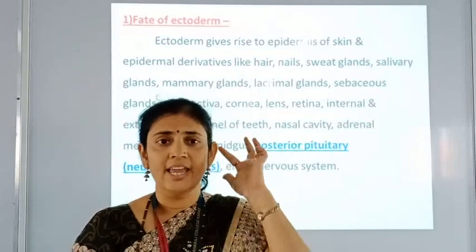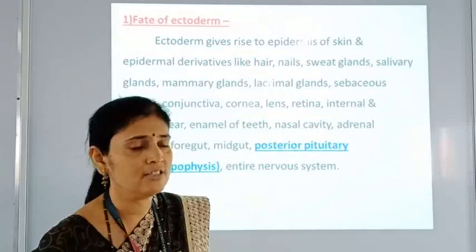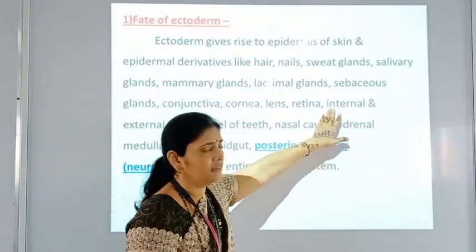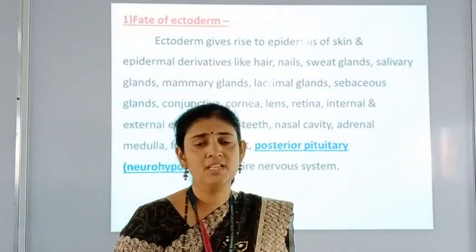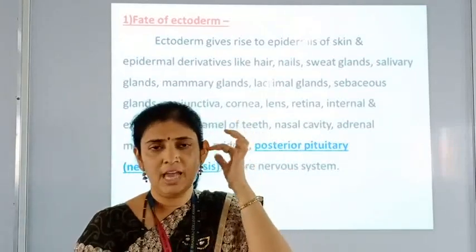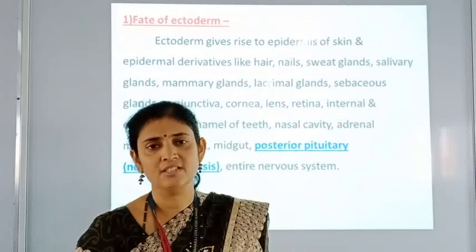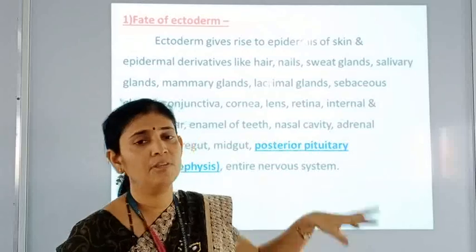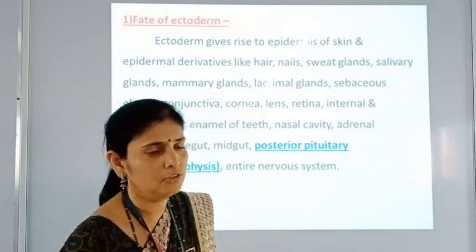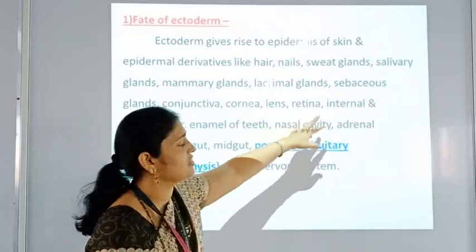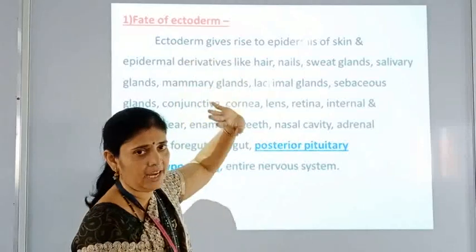Out of that, external ear and internal ear, that is cochlea and vestibular apparatus. So these are the two parts, that is internal ear and external ear, derived from the ectoderm. Means this external ear pinna and the inner ear consisting of cochlea and vestibular apparatus, that is formed from the ectoderm. Middle ear is not formed by the ectoderm. So here we have to remember this, only external and internal ear parts are developed from this ectoderm.